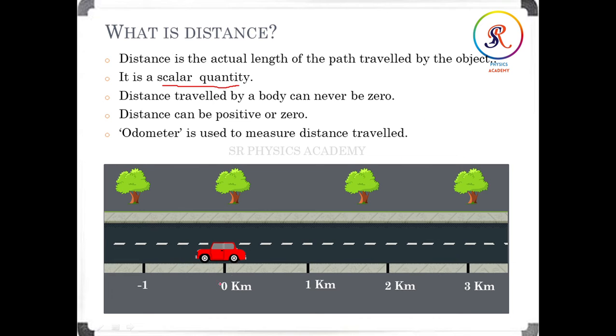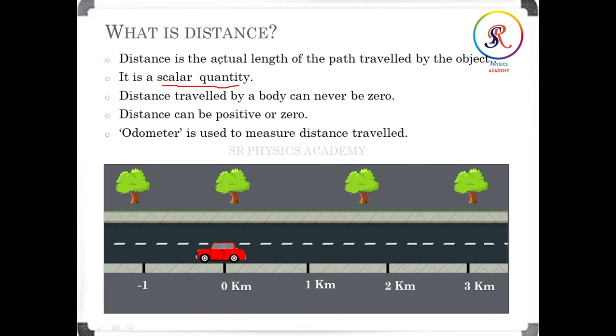It reaches the same position. So 3 plus 3 total. The actual length of the path travelled by this object, the car. So total how much? 3 plus 3 equals 6 kilometer. So we can say this is the distance, the actual path.